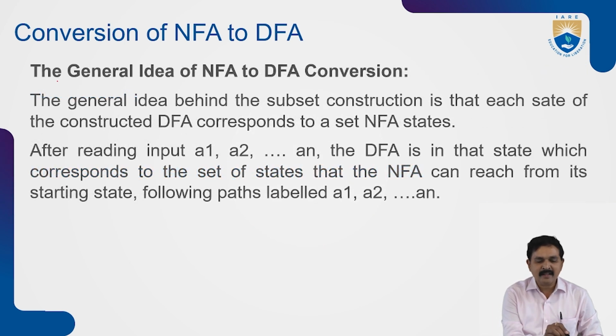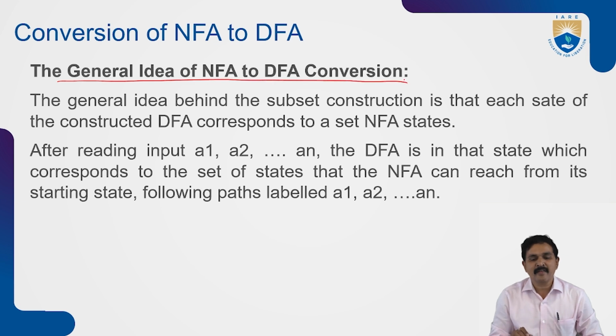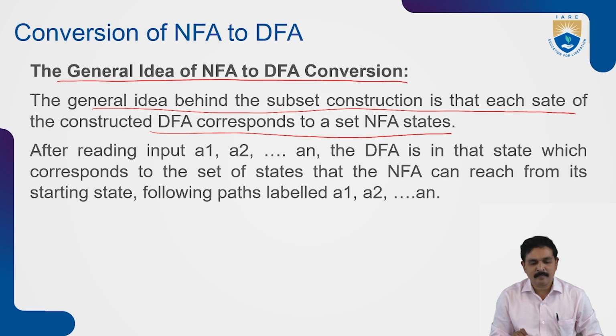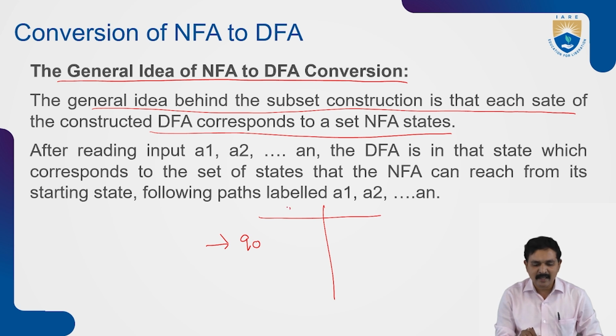So we see what is the general idea of NFA to DFA conversion. The general idea behind the subset construction is that each state of the constructed DFA can be derived from the set of available states of the NFA diagram. Suppose we take an example where Q naught is the starting state, and we have defined two transition labels: small a and small b.